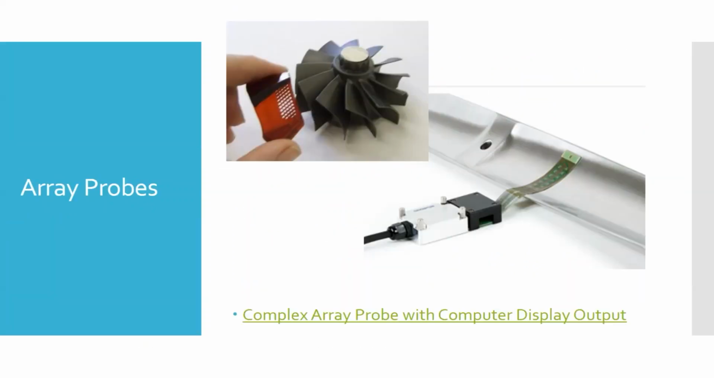And then we looked at array probes, which are kind of a hybrid combo of this. We saw the video for some of these flexible type array probes where they can be a bunch of coils arranged in all kinds of different arrangements.